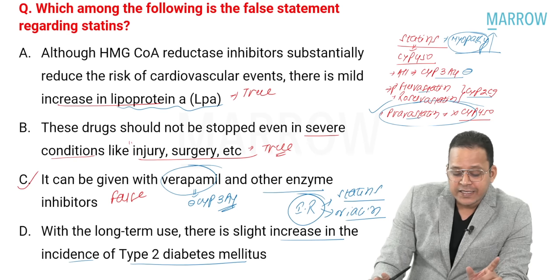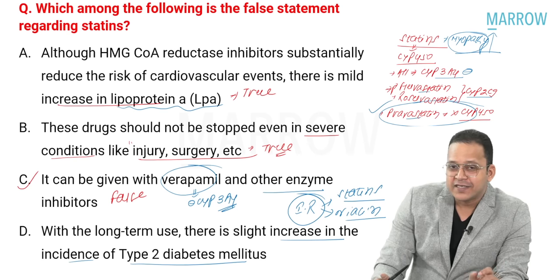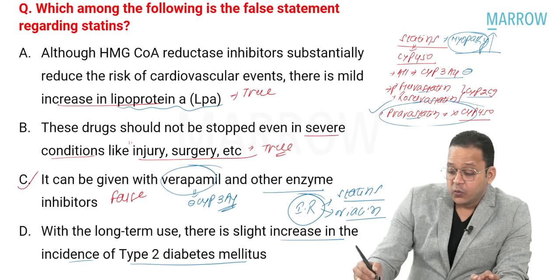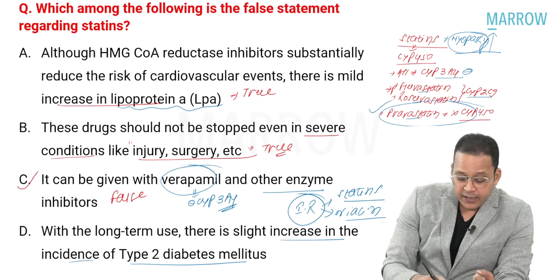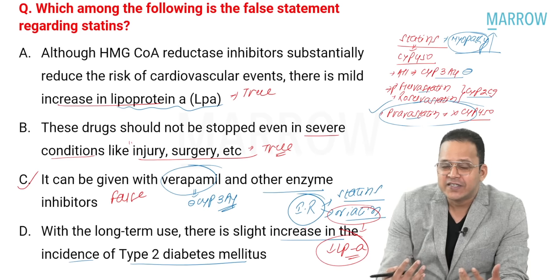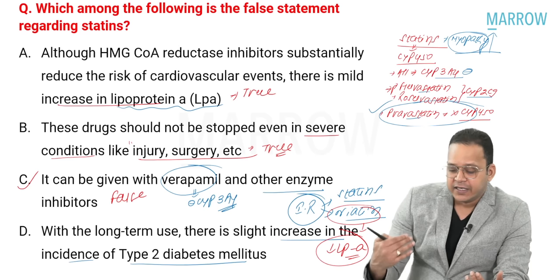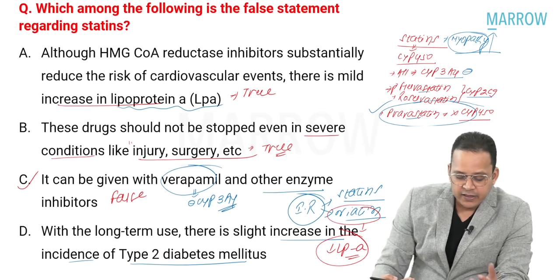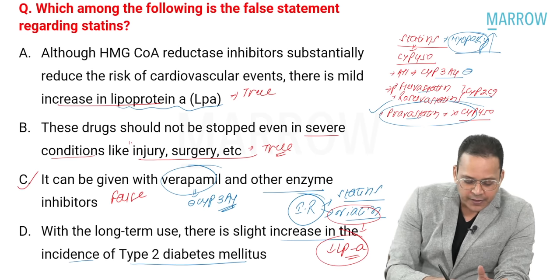See, statins do increase lipoprotein A, right? But this is something that I asked you many years back. Which class of hypolipidemic can decrease lipoprotein A? Now remember, niacin can decrease lipoprotein A, right? So which increases lipoprotein A? Statins. Decreases lipoprotein A, niacin. So here C is the answer, guys, because of enzyme inhibition.